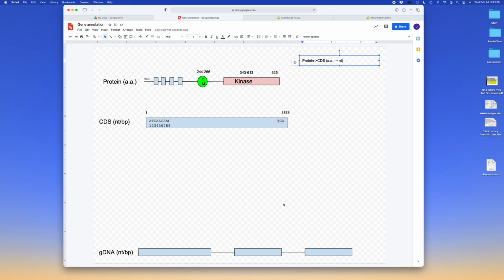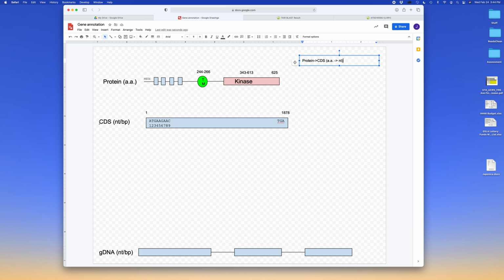I realized that the gene annotation is a little tricky, so I'm going to go through it right now and try to clarify and hopefully explain how to translate between these different coordinate systems. So the protein, which is amino acids, has a coordinate system with amino acid number 1 being methionine, and it goes to amino acid 625.